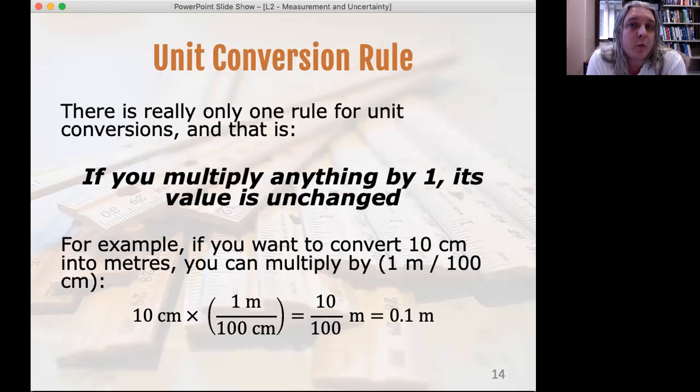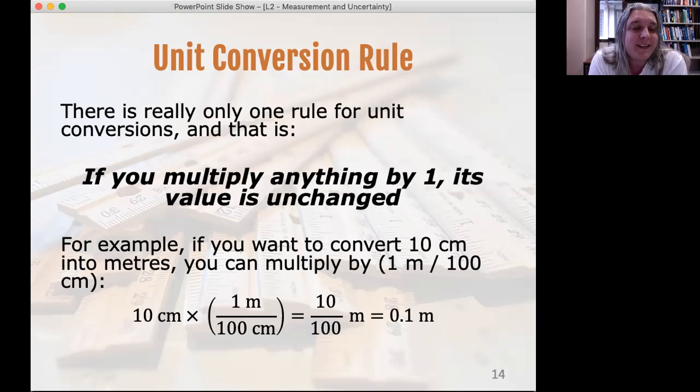So if you know that 1 meter and 100 centimeters are exactly the same length, which is what they are, that's how they're defined, 100 centimeters in 1 meter, then you can take a value and multiply it by 1 meter over 100 centimeters, and that's just the same as multiplying it by 1. It will change how the number looks, but it won't change the actual value. It won't change the length.